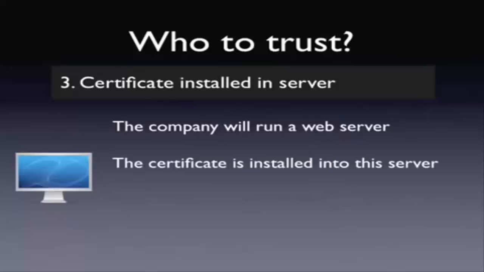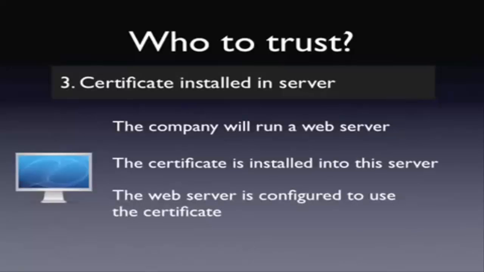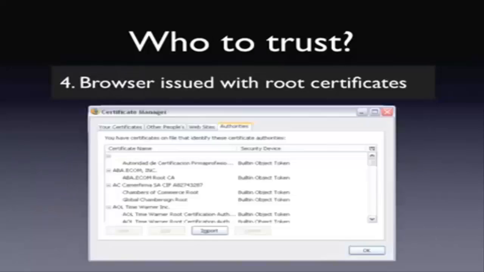So the company will run a web server and that certificate is installed into it. They may run Apache or Tomcat or WebSphere or WebLogic. Most likely Apache, who knows. This certificate is installed in and you can configure the web server to then use the certificate. From then on, that certificate is going to be used in the handshake process we outlined.